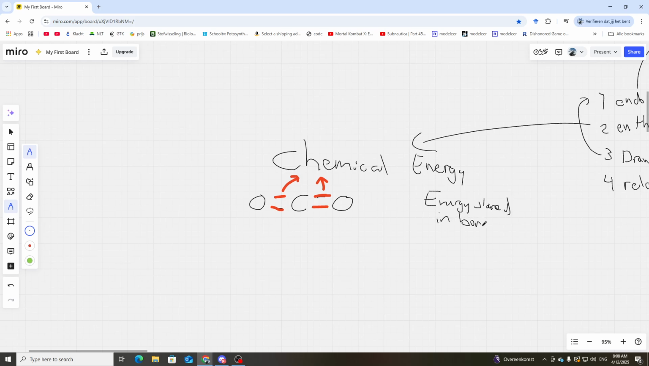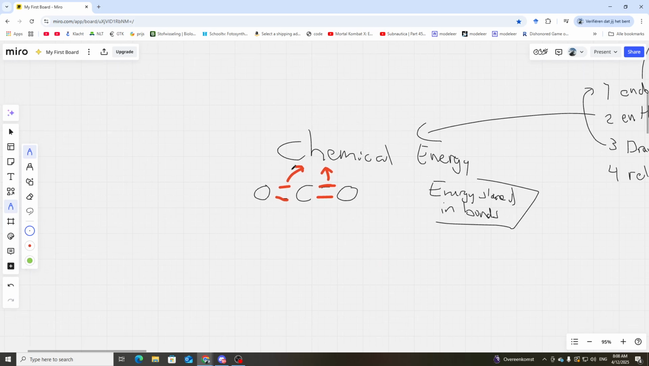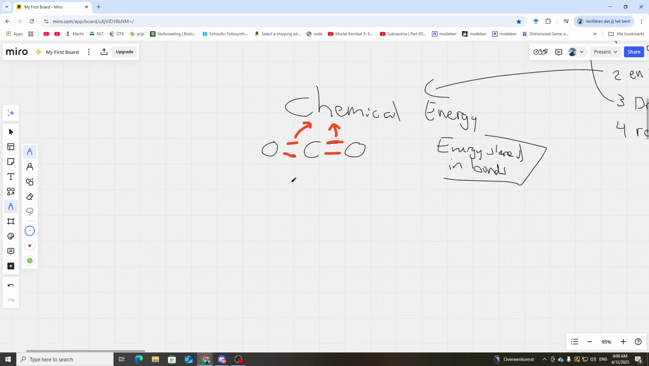B-O-N-D-S. Energy stored in bonds. That is my chemical energy. Yippee! And what is enthalpy then? Enthalpy is the total amount of chemical energy within a molecule. So enthalpy is the total amount of, I'll just write EC as chemical energy, total amount of chemical energy in a molecule.